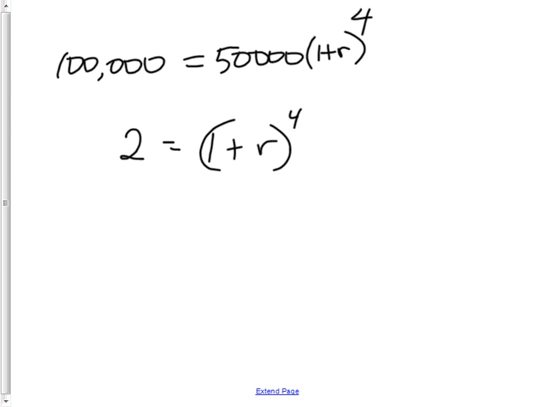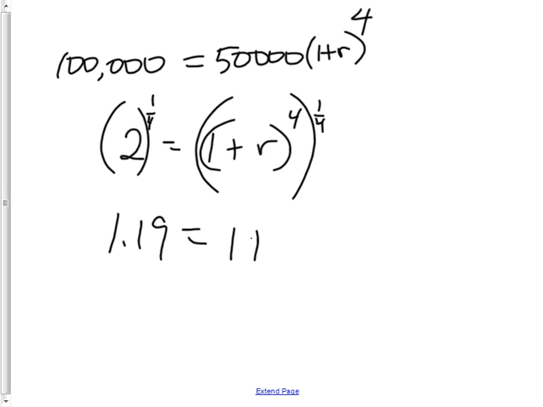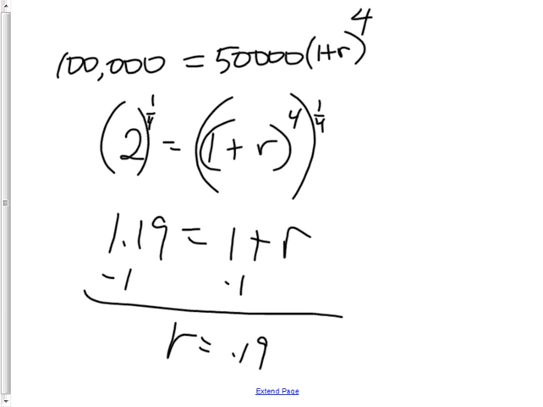Yes, sir? What did you do? Go ahead, put it to the 1/4, and what did you get? 1.19, okay, equals 1 plus r. How do I finish? Final answer, rate is 0.19, 19% interest.